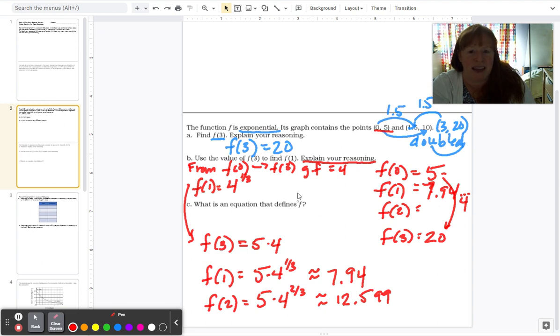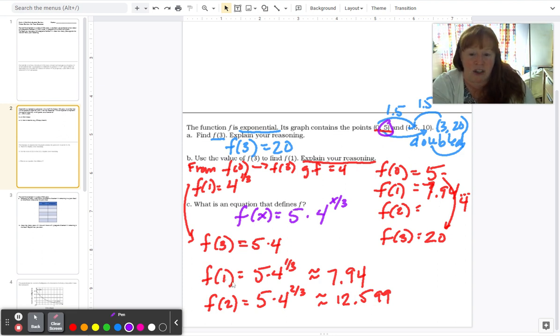So what equation then defines f? I'll do this one in purple. This is going to be f of x is equal to 5, my start number right here, times 4 to the x over 3. Okay, so to the x over 3, because this is 1/3. So now if I have 2 of them, I have 2/3, 3/3, 4/3, 5/3. That's where I'm getting this. So that's what that exponent is.